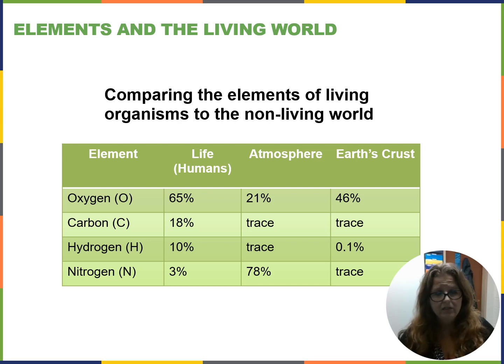So 65% of the elements in humans is oxygen. And then in the atmosphere, it's only 21%. It's like a third of what's found in humans. And then the Earth's crust is 46. And then you can see carbon is 18, and then it's trace amounts in the atmosphere and Earth's crust. Hydrogen and nitrogen: nitrogen switches, you know, we only have about 3%, and the atmosphere has about 78%. Just to give you a comparison of living to non-living substances.